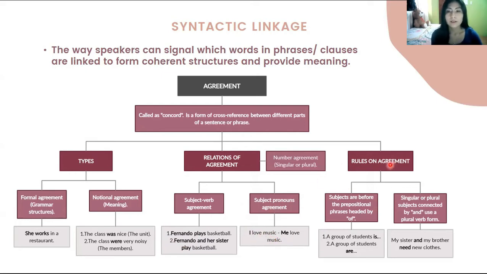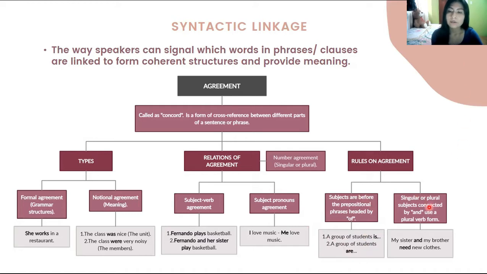Okay, and finally, I'm going to say some of the rules on agreement. The first one is that subjects come before prepositional phrases headed by of. For example, we have: a group of students is. In this case, we use the form is instead of are.